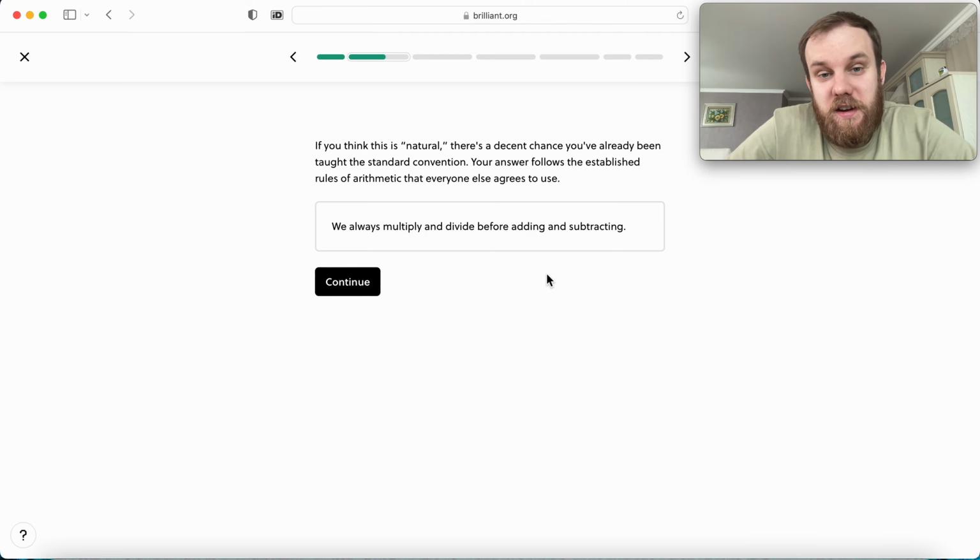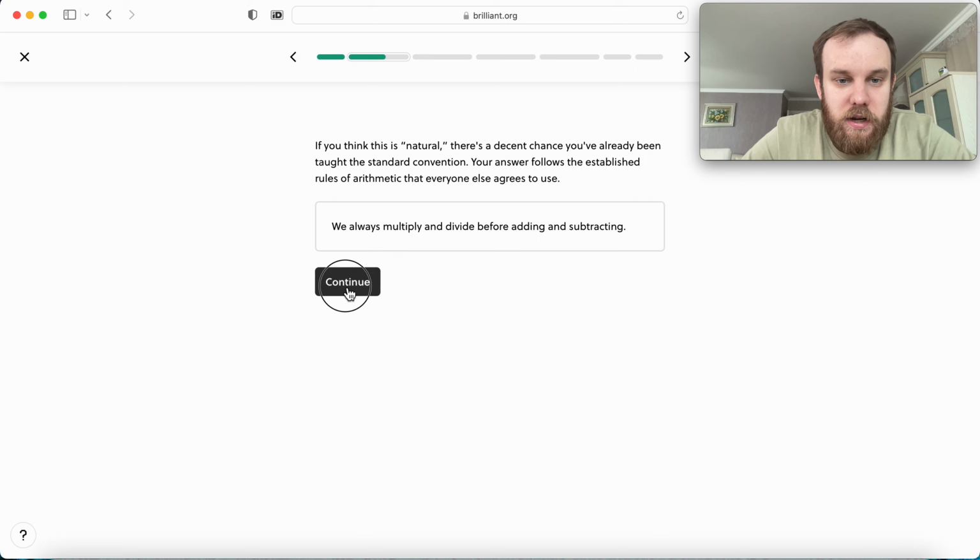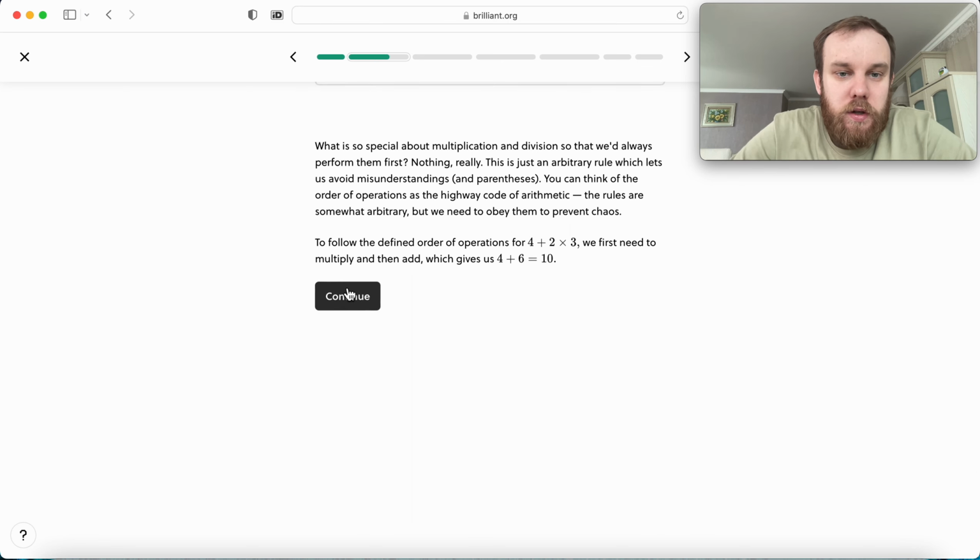If you think this is a natural, there is a decent chance you have already been taught the standard convention. Your answer follows the established rules of arithmetic that everyone else agreed to use. And it's true. We always multiply and divide before adding and subtracting. True. What is so special about multiplication and division so that we always perform them first?